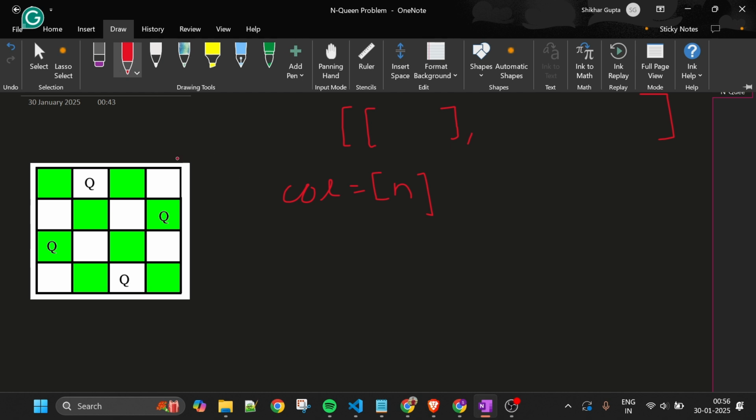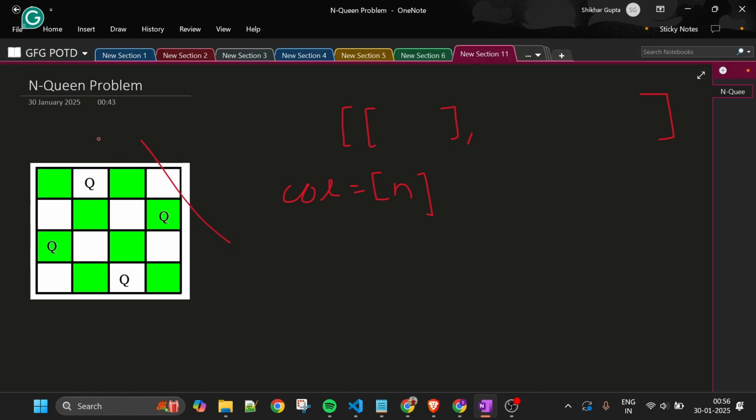Okay, all right. So how many diagonals can there be? First diagonal is this, second diagonal is this, third diagonal is this, fourth diagonal is this, fifth diagonal is this, sixth is this, and seventh is this one. Okay, how many diagonals are there? Total 7. Okay, 7 for n is equal to 4.